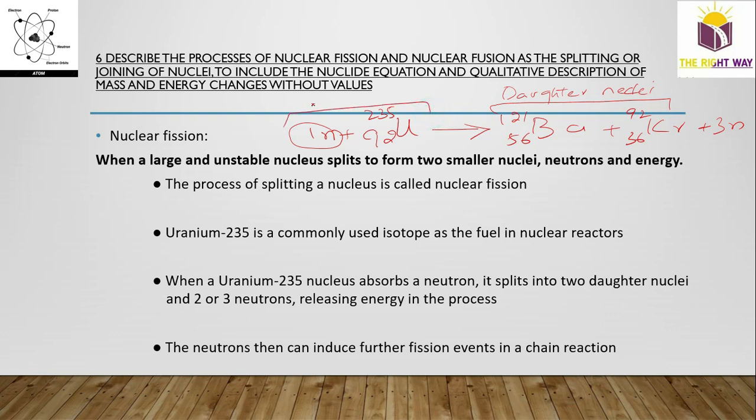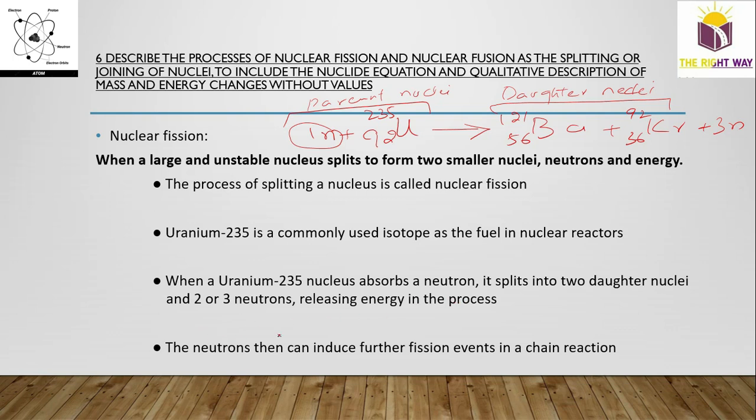This is your parent nucleus decaying into daughter nuclei, and this splitting is called nuclear fission. When a large and unstable nucleus splits to form two smaller nuclei, neutrons and a lot of energy are released in this process. The process of splitting a nucleus is called nuclear fission. Uranium-235 is a commonly used isotope as a fuel in nuclear reactors. When a uranium-235 nucleus absorbs a neutron, it splits into two daughter nuclei and two or three neutrons, releasing energy.